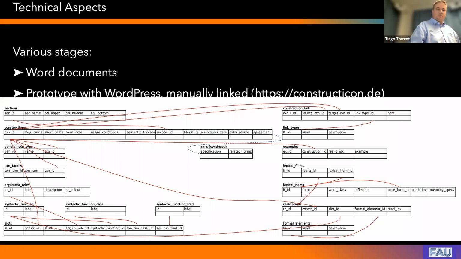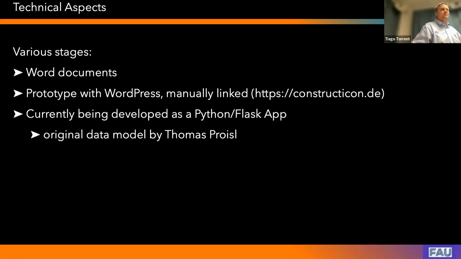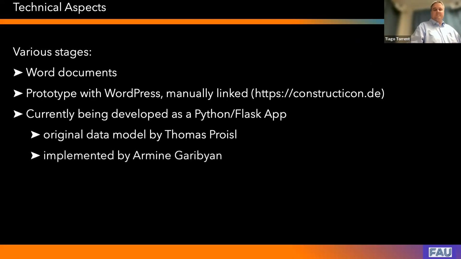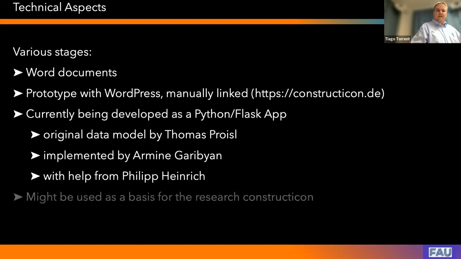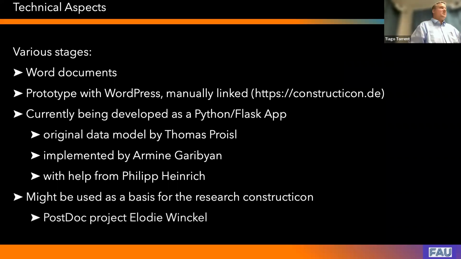We're actually using an object relational mapper in the background, for the technically minded people. The implementation is currently done by Amine Garibian with help from Philipp Heinrich and the computational linguistics department. So the idea is that this might be used as a basis for the research Constructicon because it already covers a wide range of cases of things you may want to describe, although by far not everything. But for this, we have a postdoc project in the research Constructicon, as Thomas just pointed out, and that's Elodie.